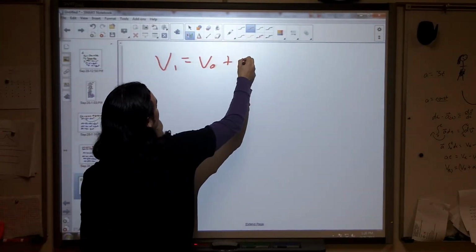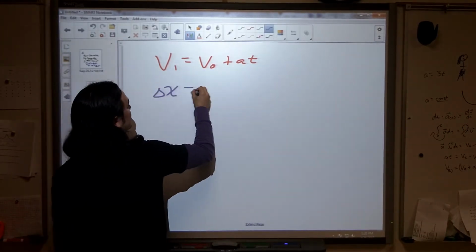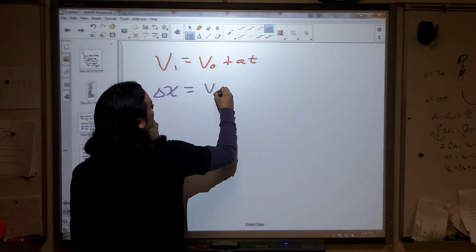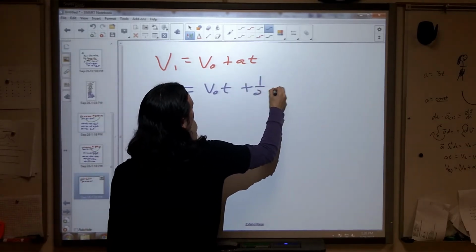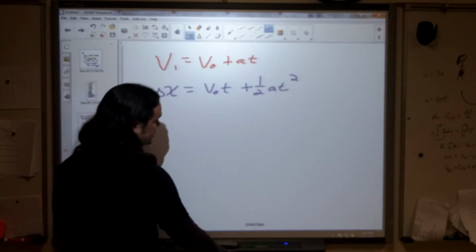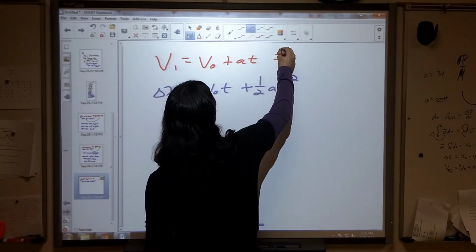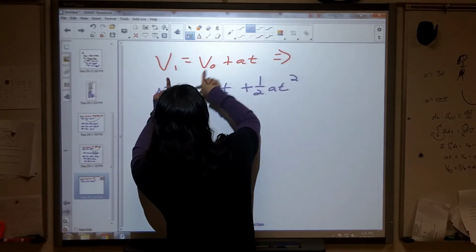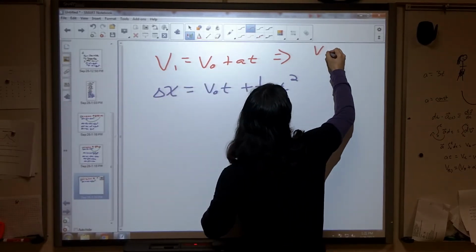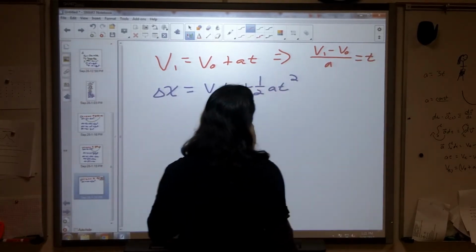v final equals v initial plus at. And we've got delta x equals v naught times time plus 1/2 at squared. In this case, I want to get rid of t. Now this one's going to be a bit more of a pain, but let's see what we've got. So what I'm going to do is rework this around, subtract that over, and divide by a. So I'll get v final minus v initial divided by the acceleration equals t.